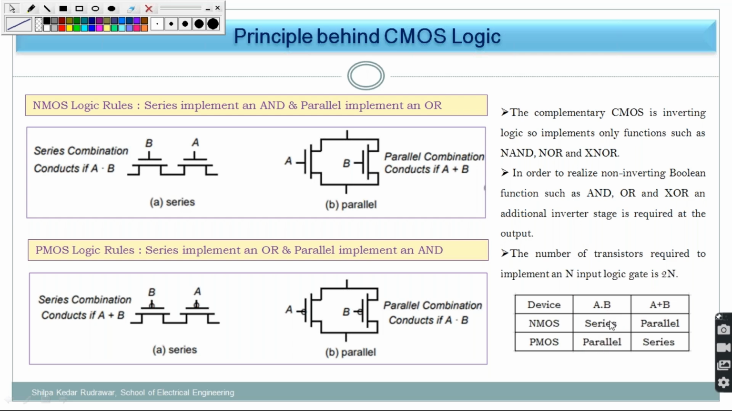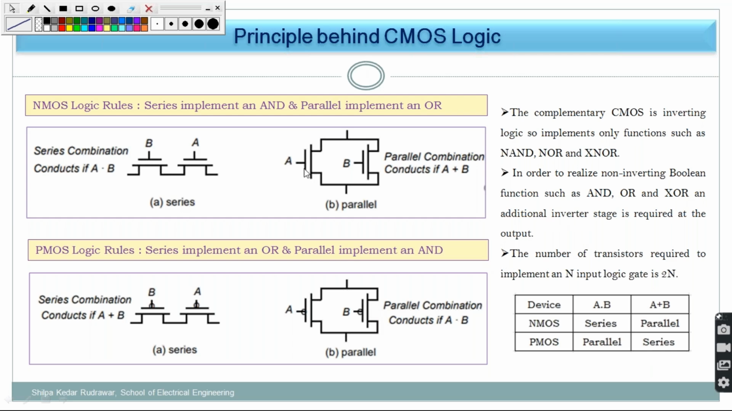It is my request that for understanding and remembering purposes, you only remember one part, that is NMOS. If A into B is series, A plus B is parallel. Just do the opposite of that for PMOS. If you try to remember both things at the same time, it will create confusion. So this bubble is for the PMOS. I hope these things are clear to you.